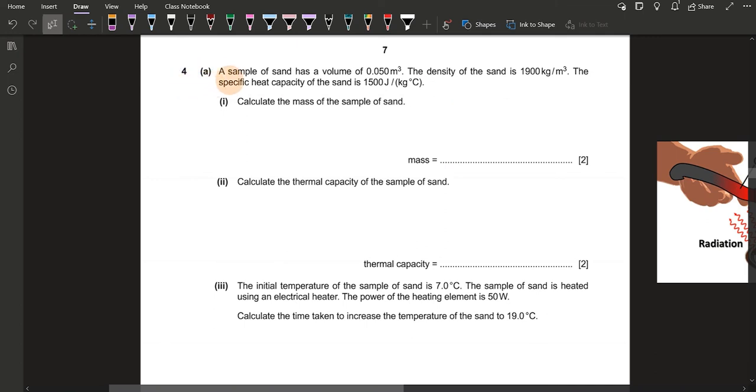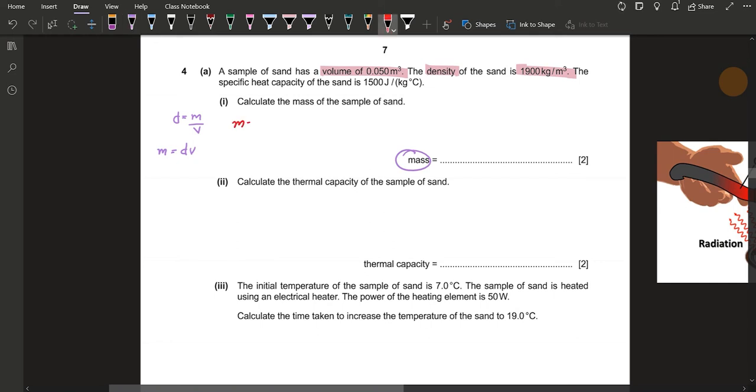Question number 4. Part A says a sample of sand has a volume of this, and the density of the sand is this. The specific heat capacity of the sand is this. Part I says calculate the mass of the sand. So we are given the volume and the density. We know the formula that density equals mass divided by volume. We need to find mass, so we can rearrange our formula, plug in our values and find the value.